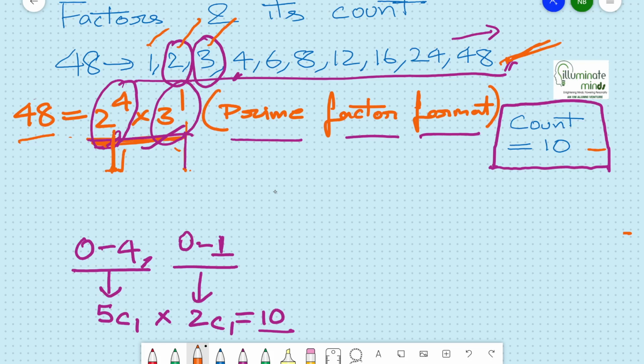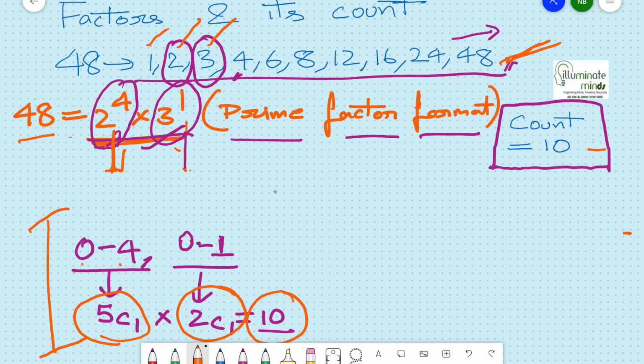Similarly, the aptitude quotient says that this block provides me with 5 choices. These are 0 to 4. Hence, if I pick one of these 5 and combine with one of these 2 choices, I will get the count of the number of factors. So this tells me the total overall count is 10. I hope it's okay. Now move to the programming part of it.